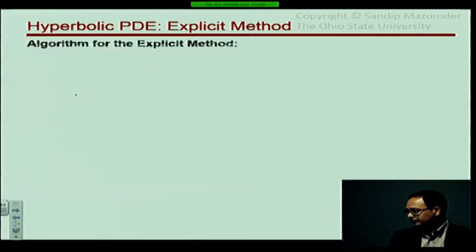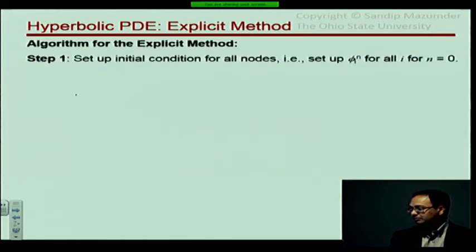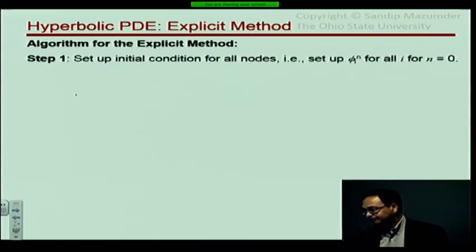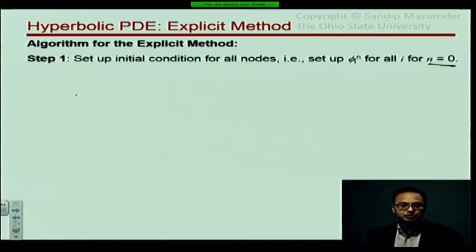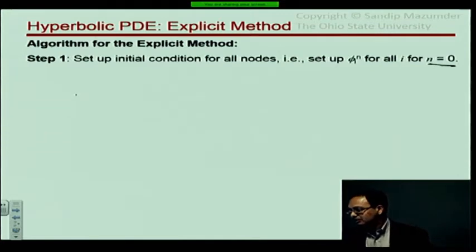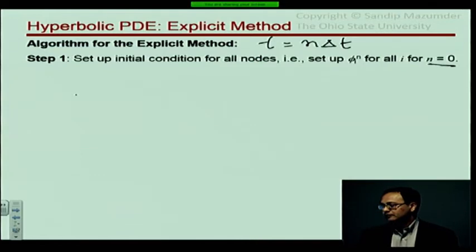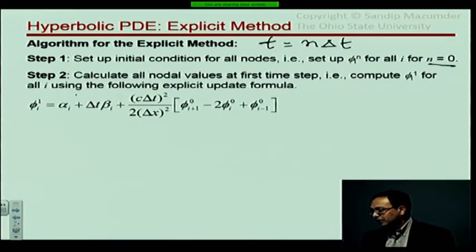All right. Here's the algorithm. You set up initial conditions for all nodes. So this is your n equal to 0, time t equal to 0. Remember, time t is equal to n delta t. So therefore, when n is equal to 0, time is equal to 0. You're starting with your initial condition, and then you calculate all nodal values at the first time step. So for the first time step, we are using this special formula which uses the initial conditions. Okay.